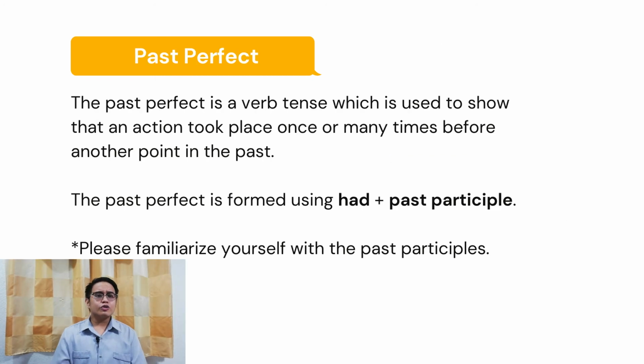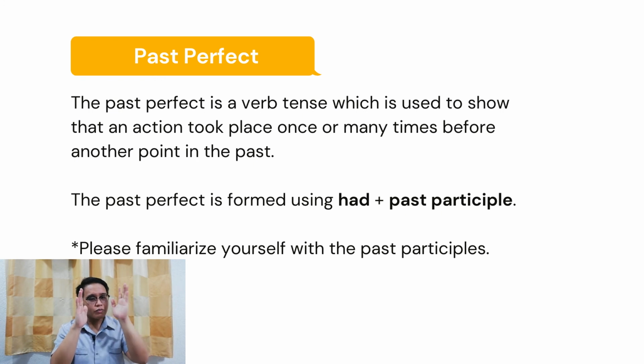Okay. Now, let's go to the past perfect. Now, the past perfect is a verb tense which is used to show that an action took place once or many times before another point in the past. So, puro siya past. Okay? This is present. Let's say, for example, present is siya. Then, na ay past. Okay?